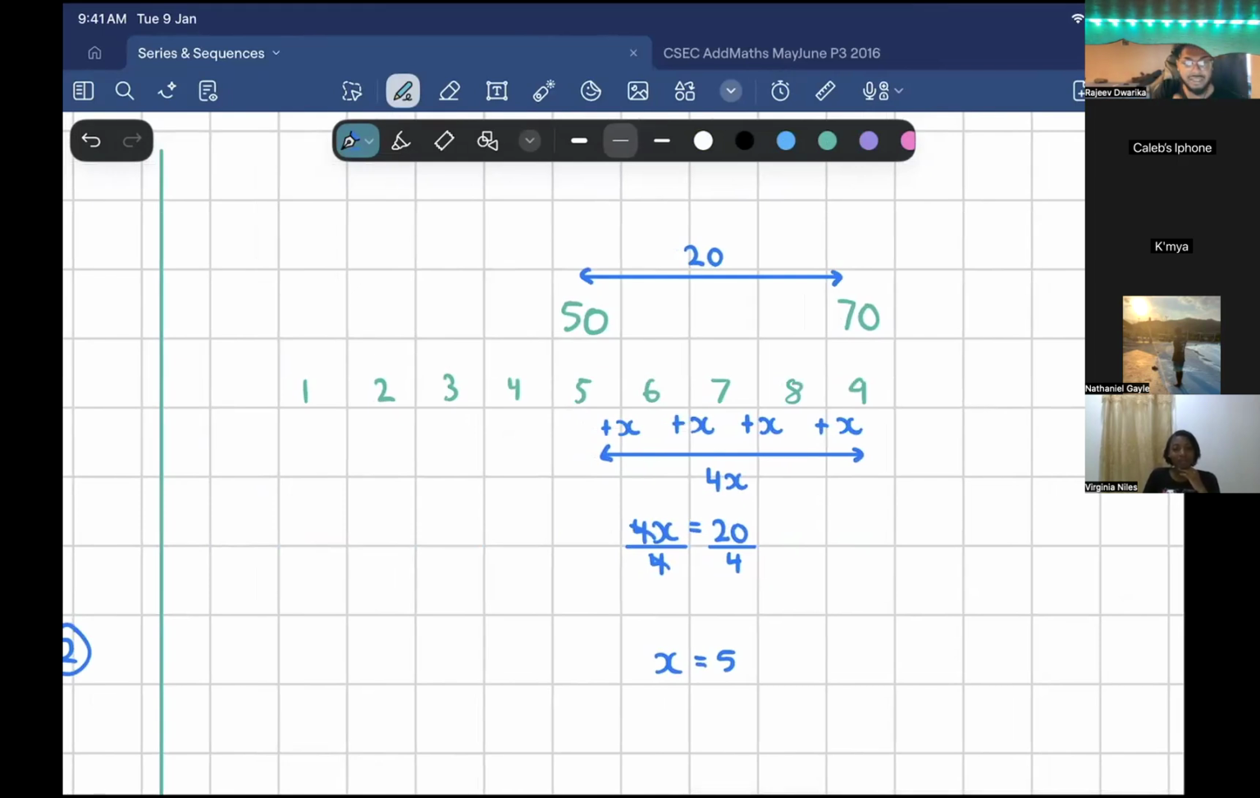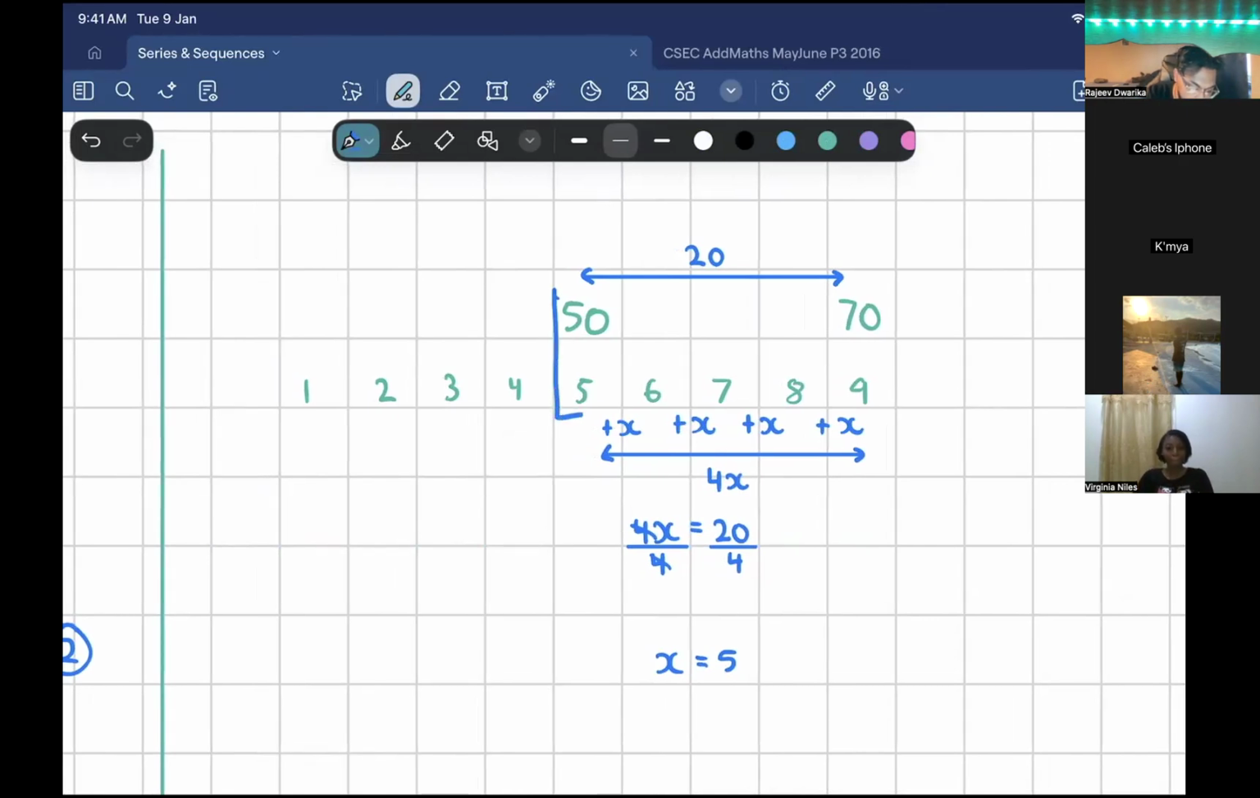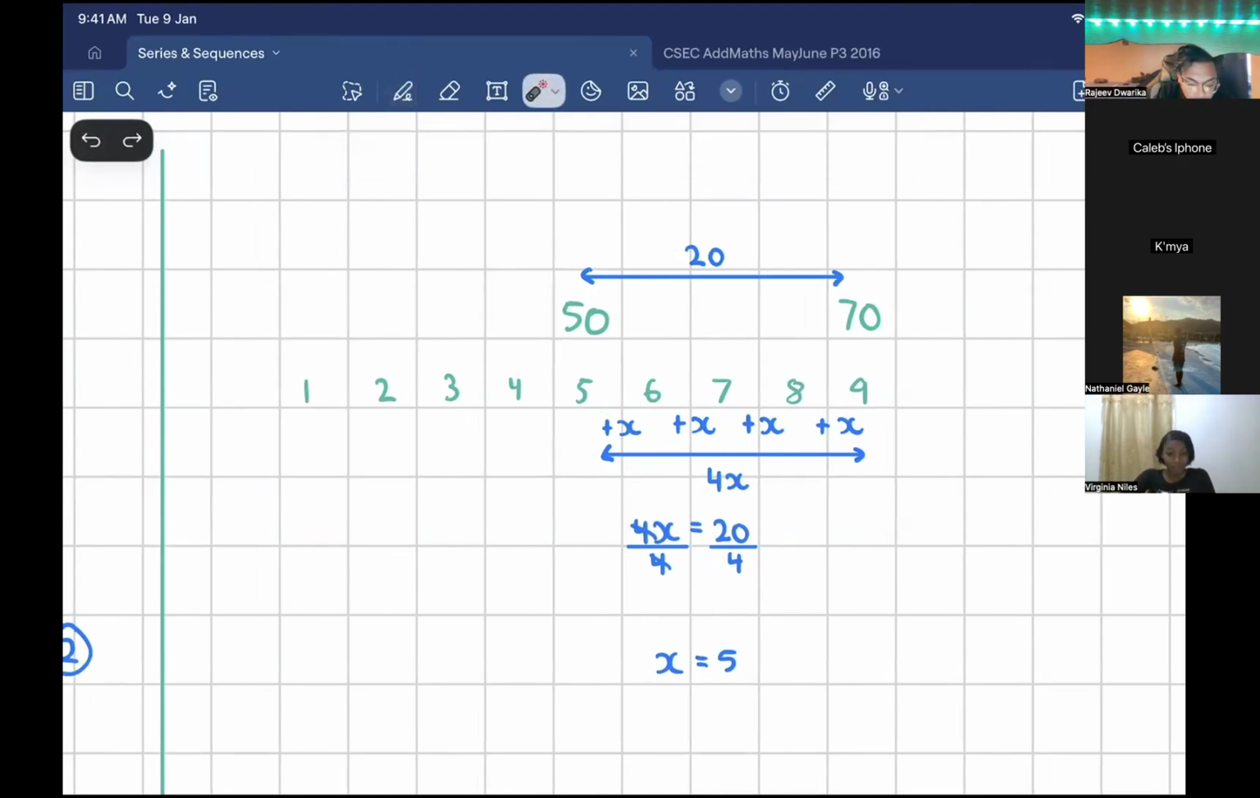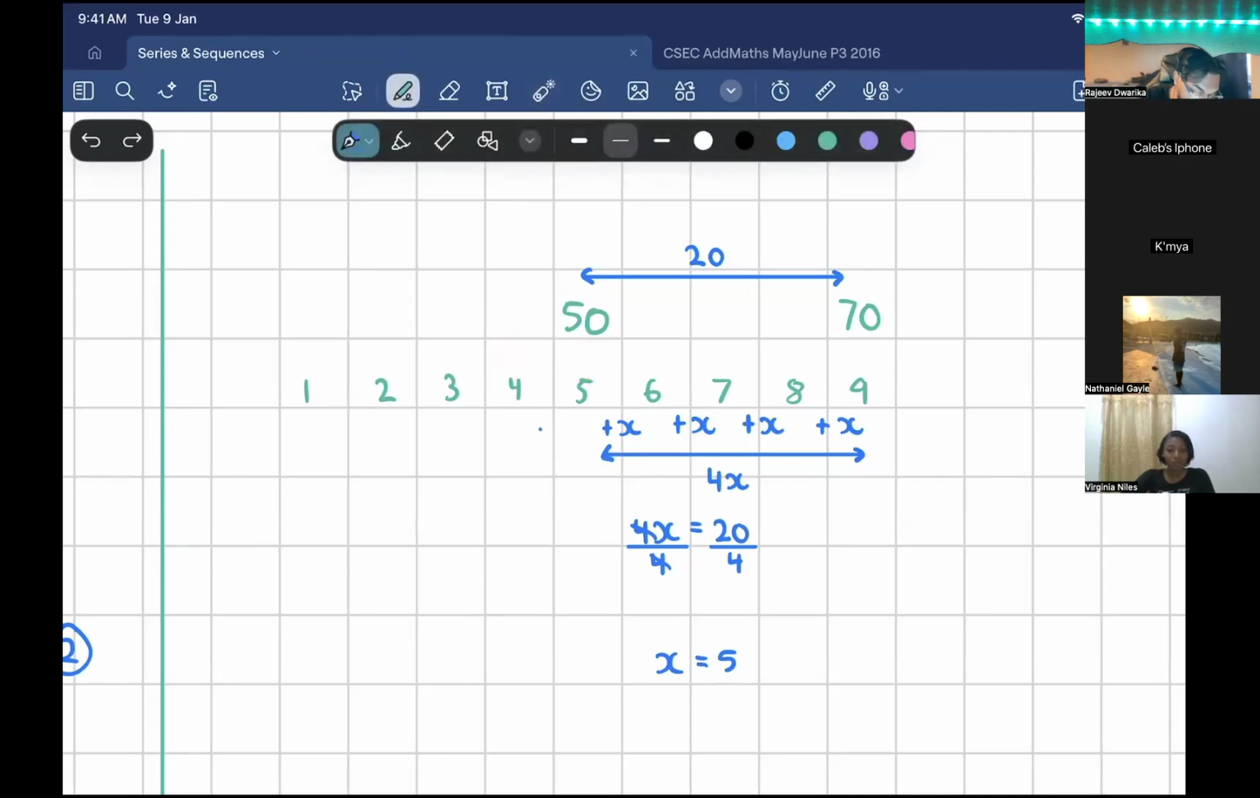Now, you could do the same thing to backtrack to find the first term. If the fifth term is 50, what would I do to get the first term? If I wanted to go from the fifth term to the fourth term, what would I do? Minus 5. Yeah, I would minus 5. So you just have to subtract 20. Yep, that's it. Everybody seeing that, right?